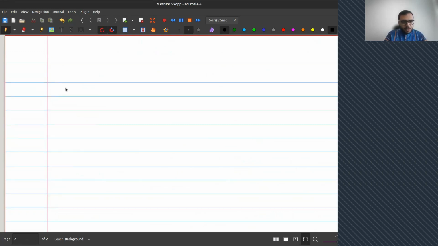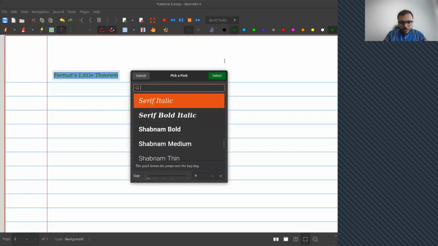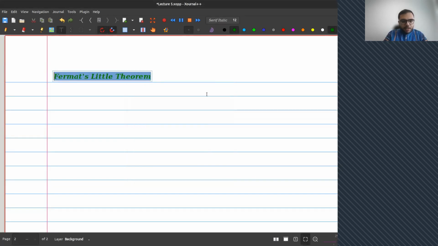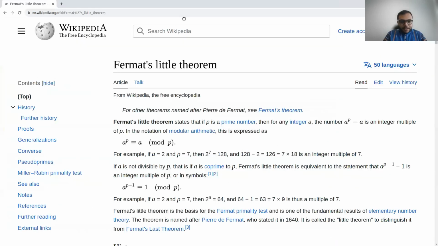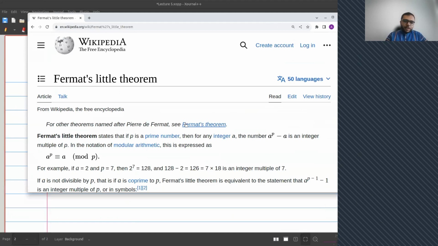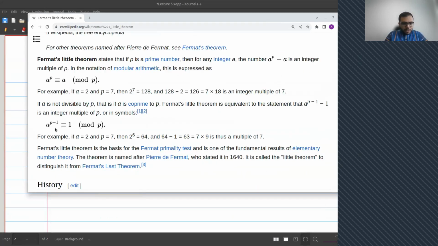So let's just talk a little bit about what we call Fermat's little theorem. So what is Fermat's little theorem? Let me make this a bit bigger. Let me just bring it here from Wikipedia. Okay. So this is Fermat's little theorem, and it's actually a very famous theorem in number theory. We mostly care about this form of the theorem.